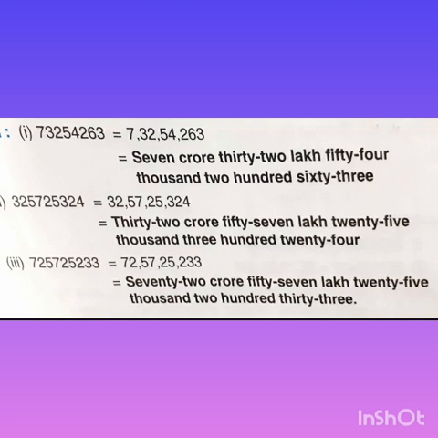54,263. Next number is 32 crore 57 lakh 25,324. Third one is 72 crore 57 lakh 25,233. This is very clear that we have the commas after every 2 digits. First comma is after the third digit. This I have explained to you in the previous one also.